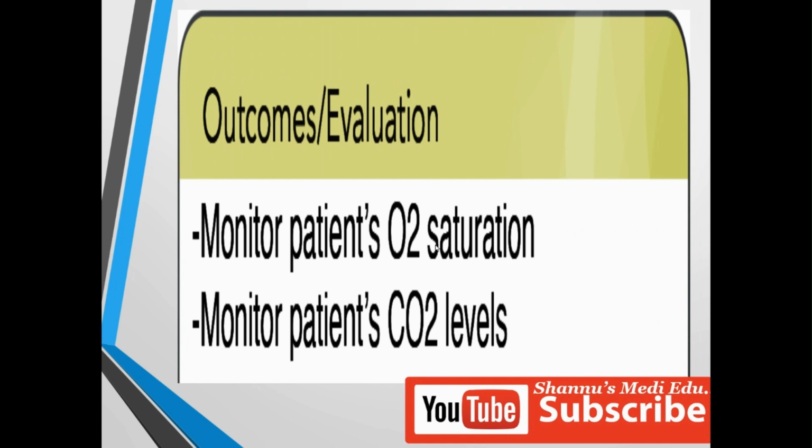We should also monitor the patient's CO2 level. The CO2 level is very high when a patient goes into hypoxia, so we should monitor the CO2 level. How will we monitor? Through the ABG. That is the only option for us to monitor the oxygen and CO2 levels in the patient's body.